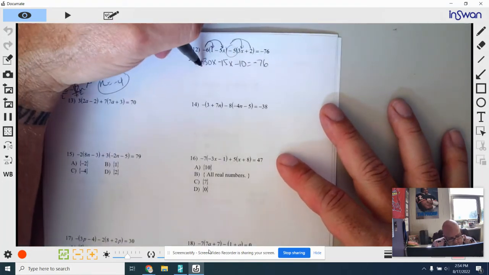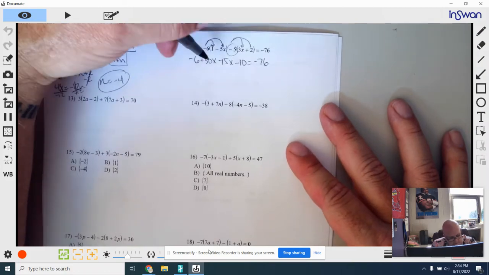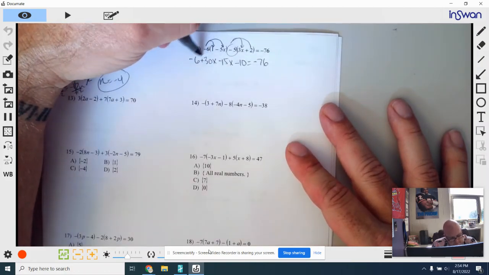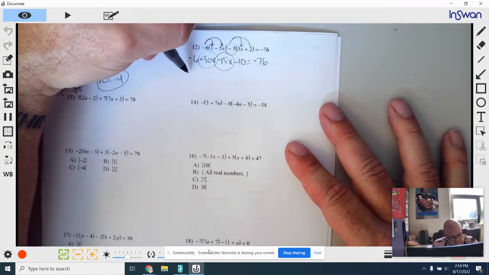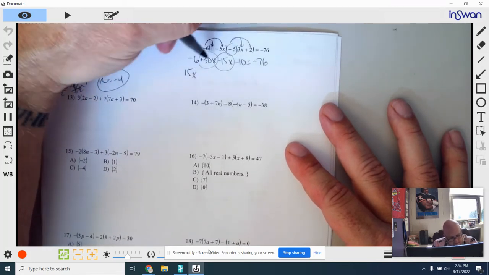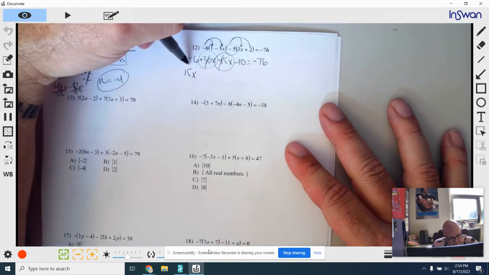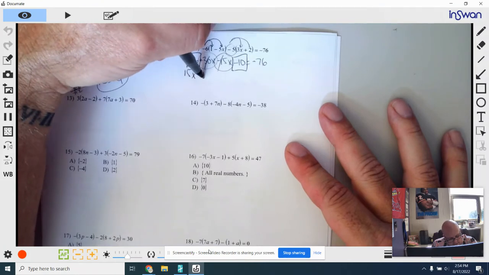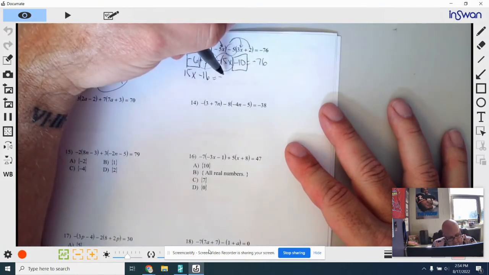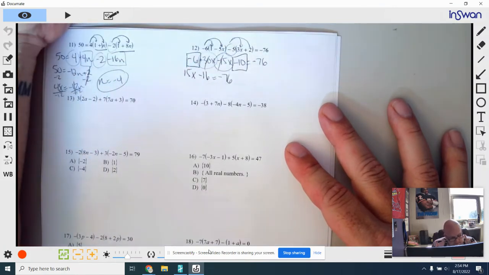Okay, we're going to go ahead and combine like terms. So I'm going to look for my variables first. 30x minus 15x. So I subtract those, you get 15x. And then I've got a negative 6 and a negative 10. That gives you negative 16 equals negative 76.